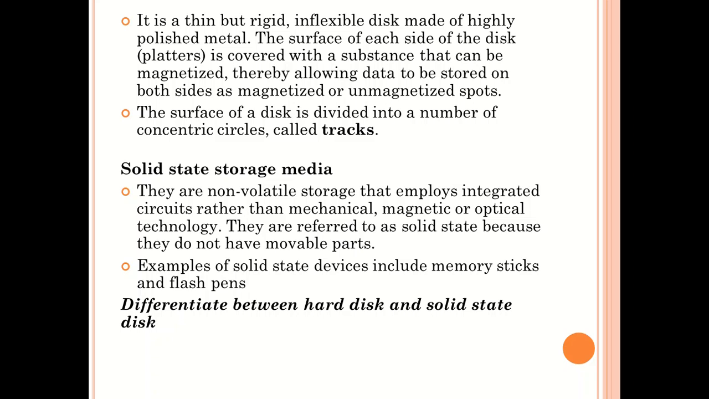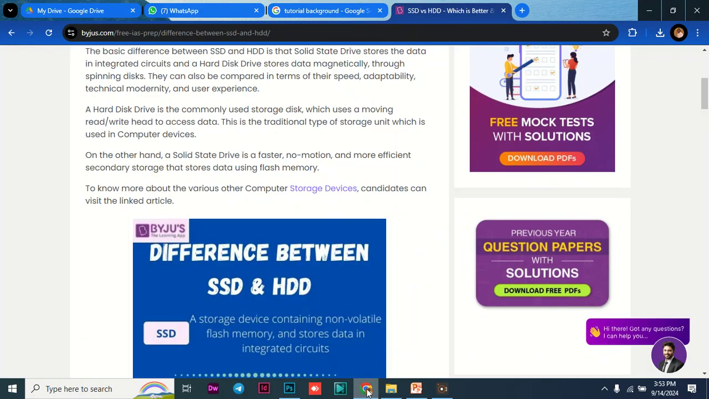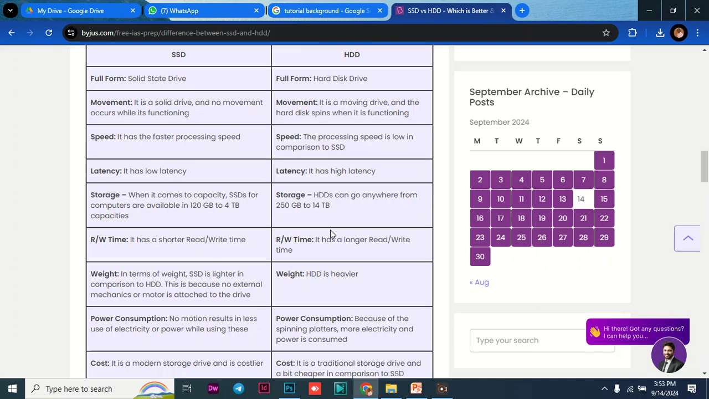Alright, so I hope you have discussed with your friend on that space, but basically I can show you some of the differences that are found online. These are just the differences that I've been able to get. The solid state disk is a solid drive and no movement occurs while it is functioning. But the hard disk is a moving drive, and it spins when it is functioning. You can even listen to some of the desktops. They have that sound that is produced when you're processing data.